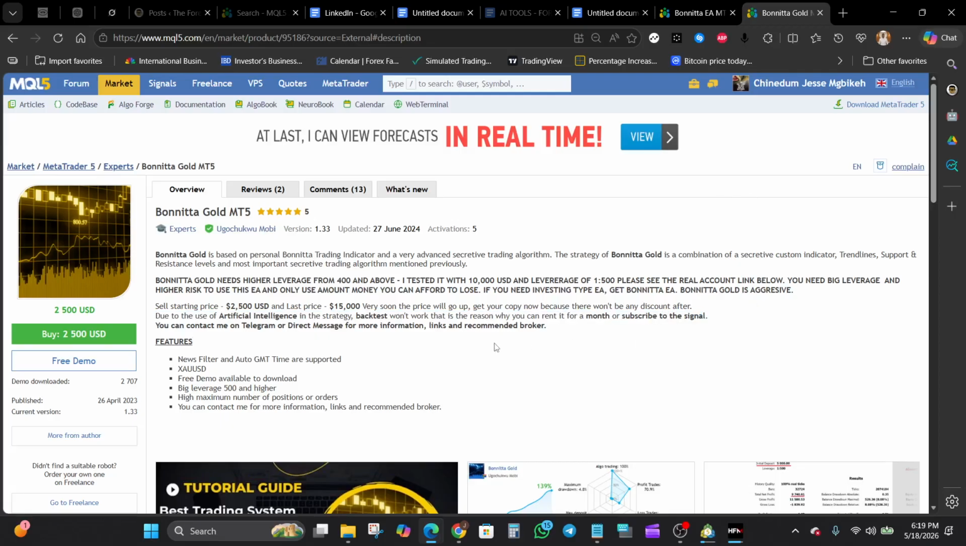So someone who wants to test this EA now, just to get an idea as to whether it is up to their expectations without making any financial commitments initially, would not be able to do that, because in order for you to know how this EA works, what we are saying here is that you either have to rent it or you subscribe to the signal.